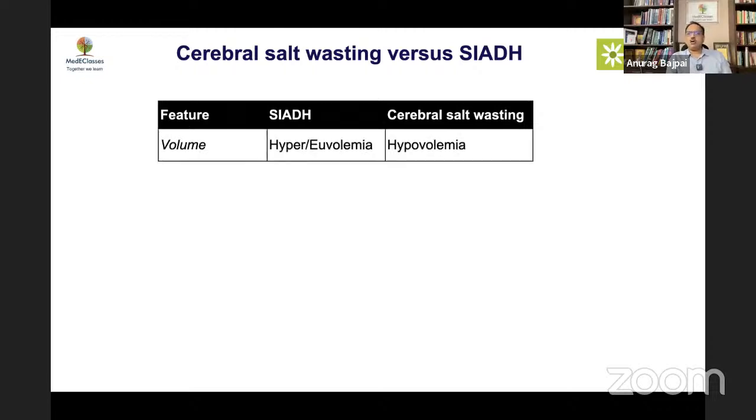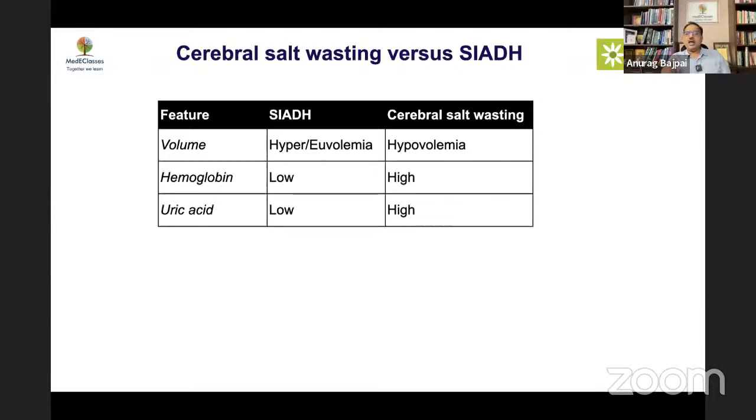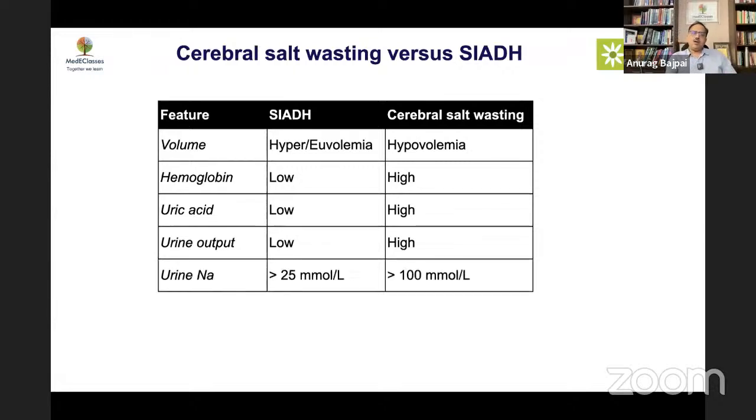So what is important is volume. If it's euvolemic or hypervolemic with hemodilution, and very importantly, uric acid is low, typically around 2 milligram per dL, that's more like SIADH. While if you have hypovolemia, hemoconcentration, high uric acid around 6 to 8, start thinking of cerebral salt wasting in that perspective. Very importantly, urinary sodium will be high in SIADH, but it will be much, much higher in cerebral salt wasting.